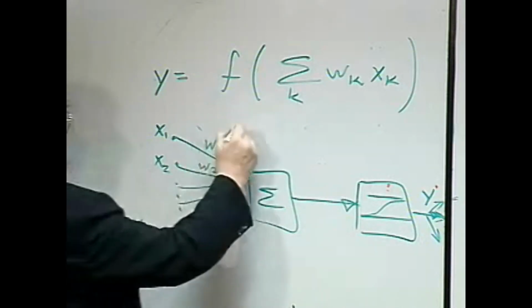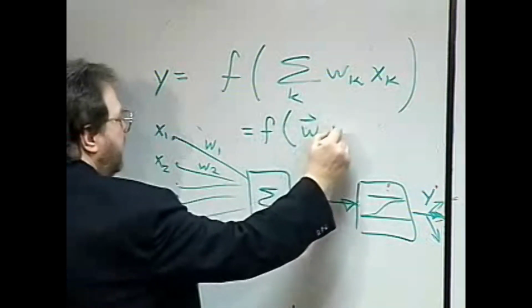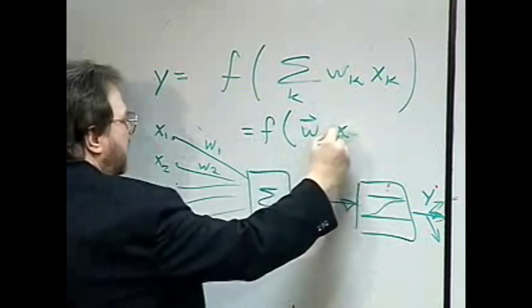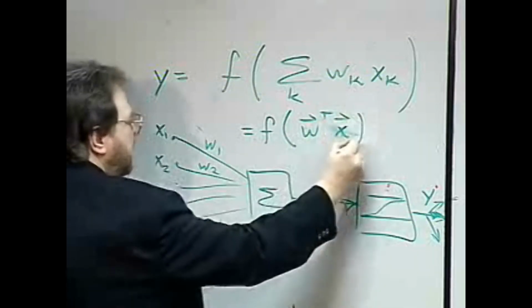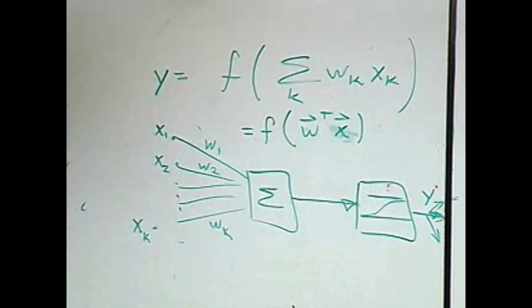Notice we can also write this as a function of w times x, where this is simply an inner product. This is the summation for that inner product written out. So that's more of a shorthand notation for the same result. So that's what the neuron looks like.